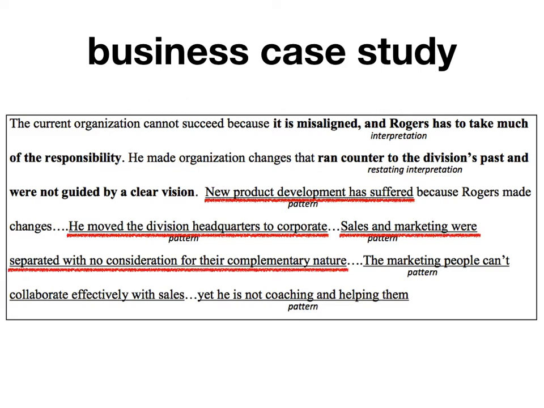What is the interpretation of all this? What does this pattern add up to? The organization is misaligned, and Rogers has to take much of the responsibility. In other words, Rogers is about to get canned. So, very different type of evidence and a very different type of interpretation. Here, we are not looking to understand a novel like Tale of Two Cities, but trying to solve a business problem, like how to make sure the company doesn't lose money. And yet, the underlying moves of the writing are the same. Identify a pattern, interpret it.